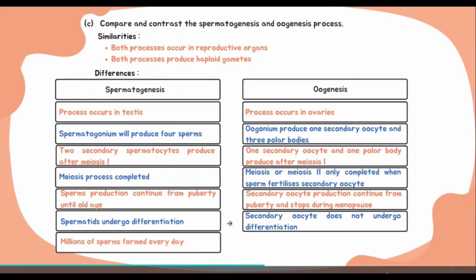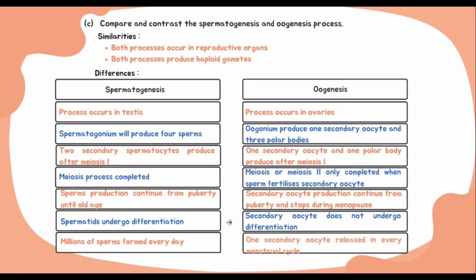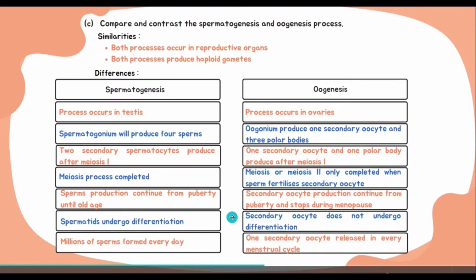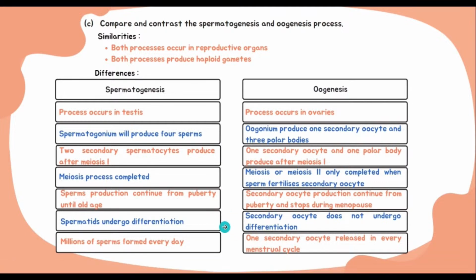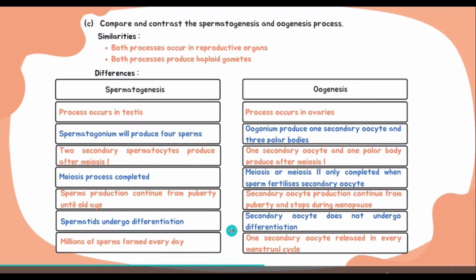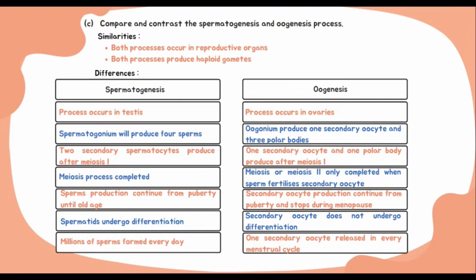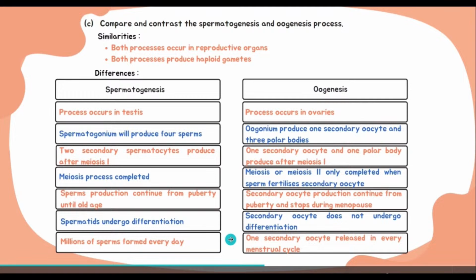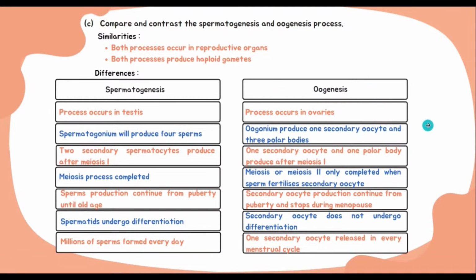And then next, in spermatogenesis, millions of sperm form every day, while in oogenesis, only one secondary oocyte is released in every menstrual cycle. Same category: the numbers of gametes in spermatogenesis and in oogenesis. Okay, that is how you answer a compare and contrast question. Make sure you give the similarities and the differences. Okay, next question.